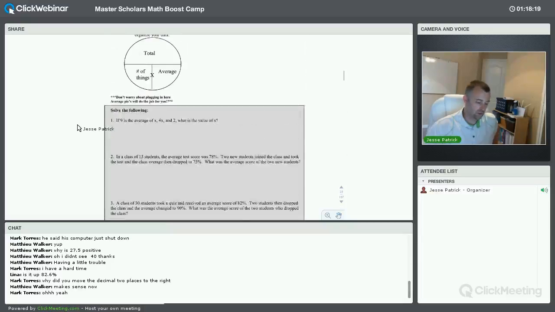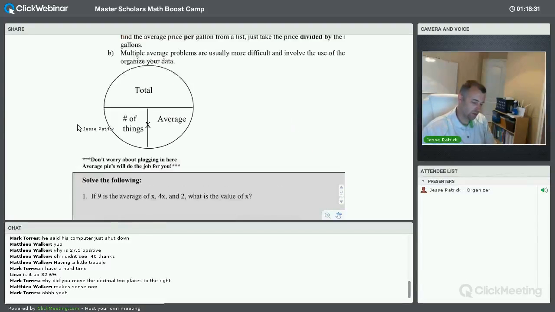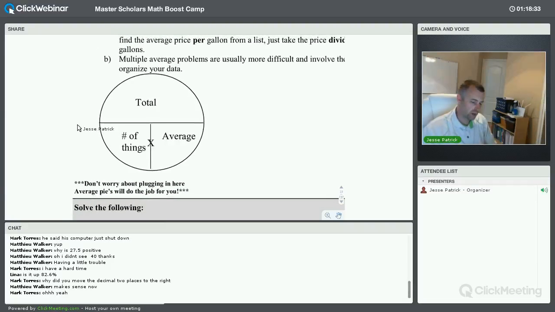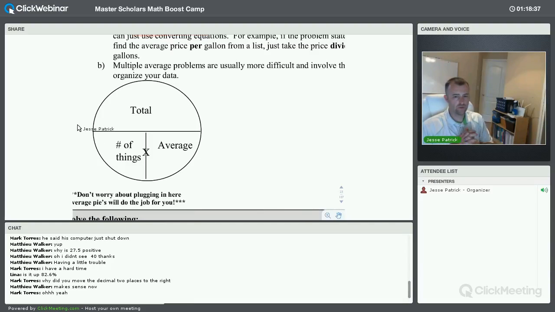Okay, so this will leave me with my last little thing for today, and then we'll kind of wrap up, which we're about on time at 7:50, so we're doing good. So what I'm going to do is talk about multiple average questions. And for multiple average questions, I use this thing I call an average pie. And here is the average pie.